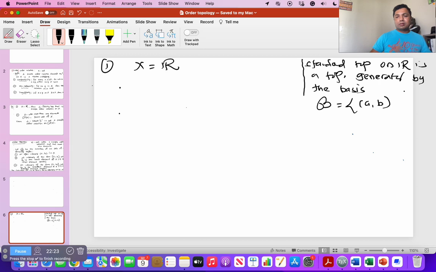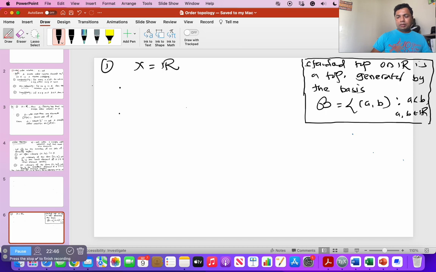on R, or open intervals in R. It is the topology generated by this basis, where a is less than b and a and b are real numbers. So we have discussed the standard topology on the set of real numbers in one of our previous videos. Okay, let's say X is the set of real numbers with the simple order relation strictly less than.